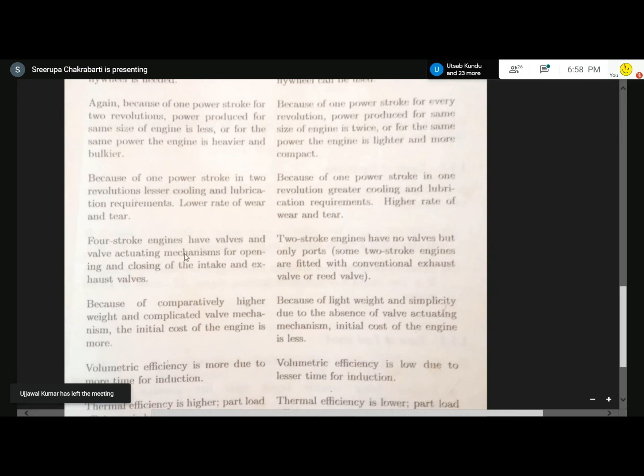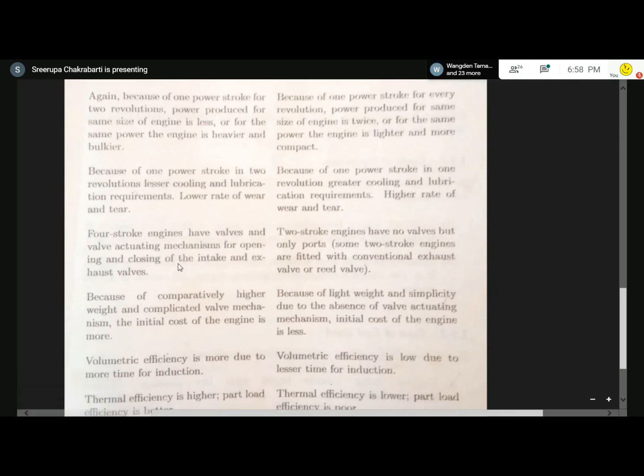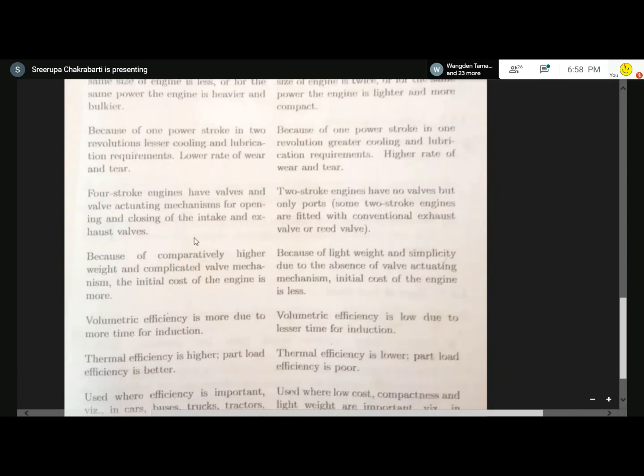4-stroke engines have valves and valve operating mechanisms for opening and closing of the intake and exhaust valves. 2-stroke engines do not have any valves, only ports, and no valve operating mechanism is there. So the power lost in operation of the valve operating mechanism is not present. Also, the cost is less, and the weight or inertia of the engine is also less.